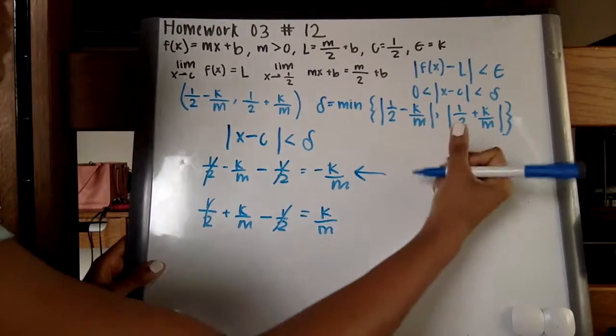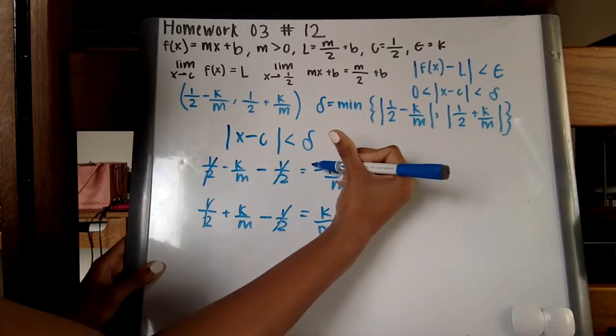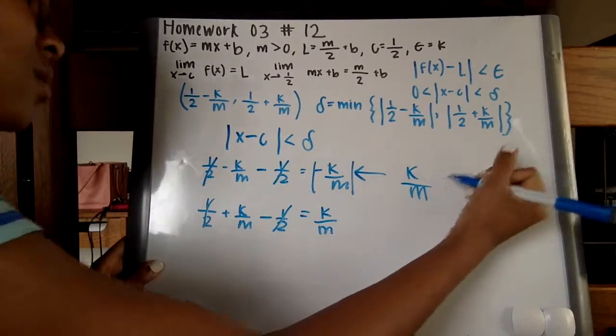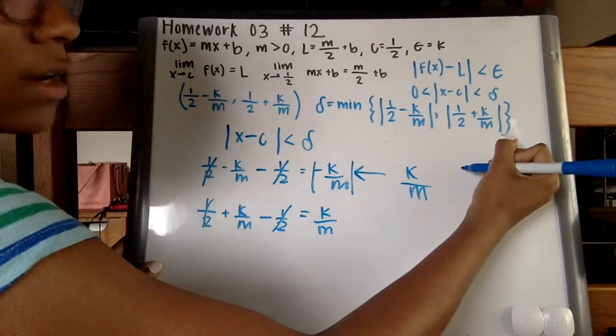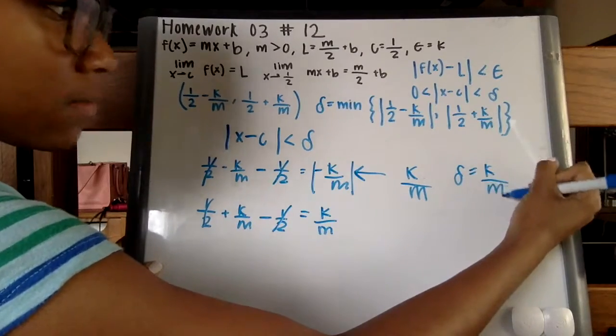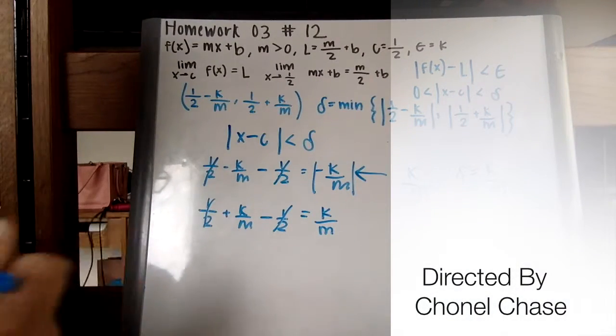Because this is our minimum, we take the absolute value, and that's going to be k over m. So our value of delta is equal to k over m. And that's how we do number 12.